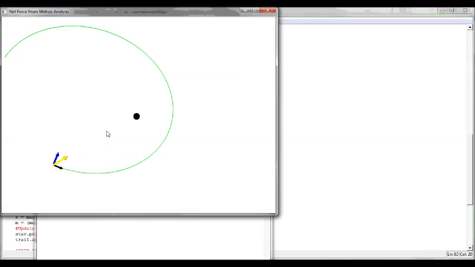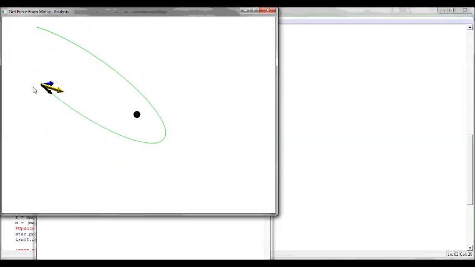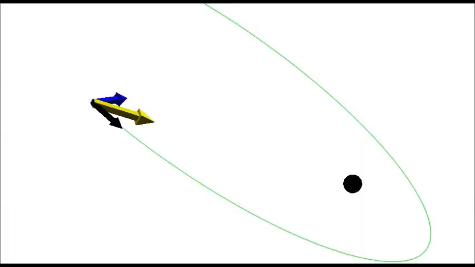The yellow arrow is F net, the blue arrow is F net perpendicular, and the black arrow is F net parallel. As you can see, the yellow arrow points directly towards the black hole. The blue arrow points either in the same direction as the momentum or in the opposite direction of it, depending on if it is speeding up or slowing down. And the black arrow always points inwards towards the center of the kissing circle, perpendicular to the momentum.